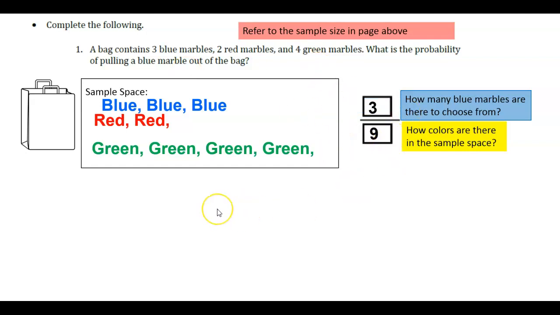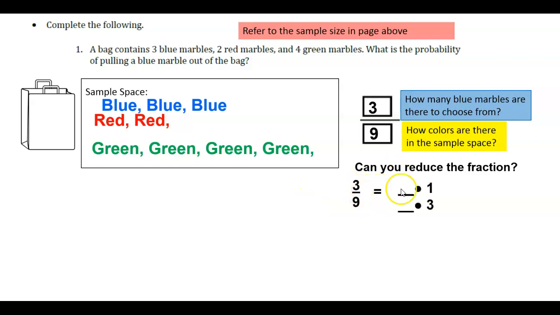Now, this is correct. This is the probability, but we can also reduce this fraction. Essentially, think about 1 times what gets you 3, and 3 times what gets you 9. 3. That means we can cancel out that 3, and we can reduce that fraction to 1/3. Like I said, I'm not saying this is any more correct than the other. This is just the more simplified version of the answer. This is correct, but this is more simplified. Okay? And it's good practice to simplify fractions.